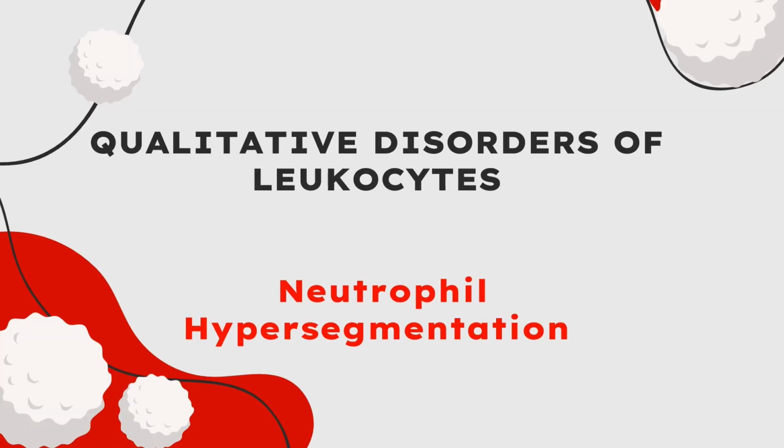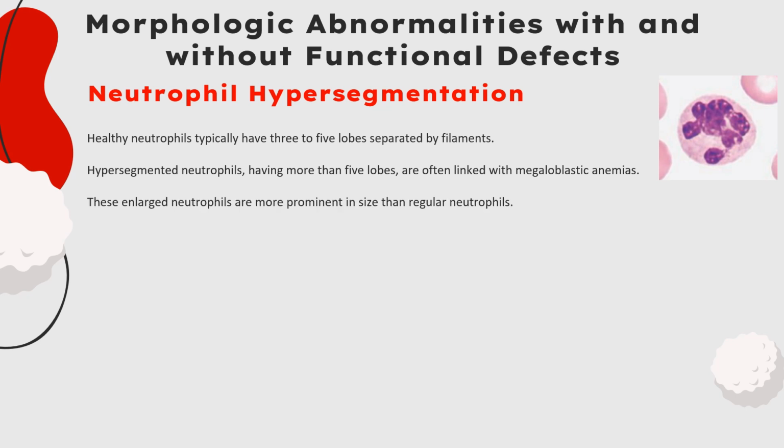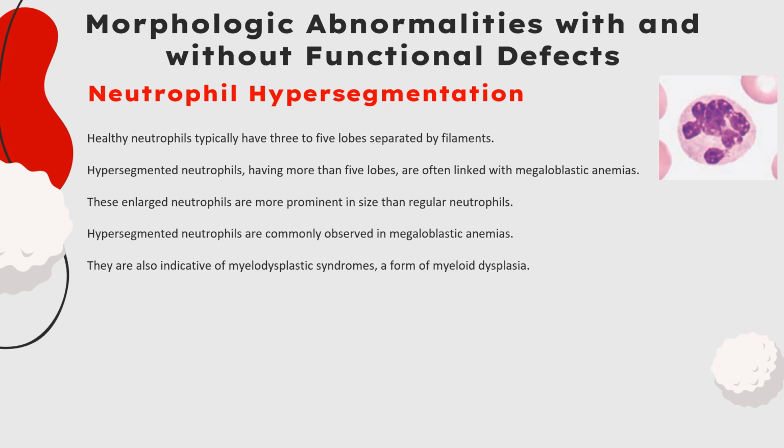Neutrophil hypersegmentation and myelokathexis. Let's start by understanding neutrophil hypersegmentation, a phenomenon that provides clues about underlying health conditions. Normally, healthy neutrophils have 3 to 5 lobes separated by filaments. Hypersegmented neutrophils, characterized by more than 5 lobes, are often associated with megaloblastic anemias. These enlarged neutrophils are larger than regular ones and are commonly observed in conditions like megaloblastic anemias. But that's not all.